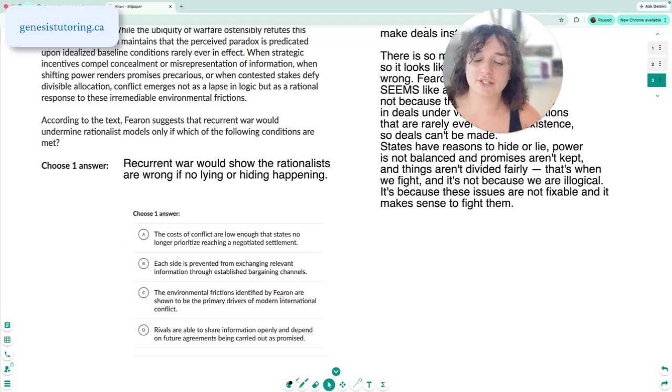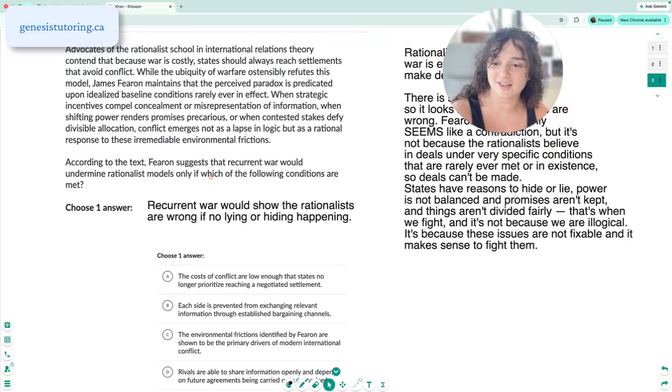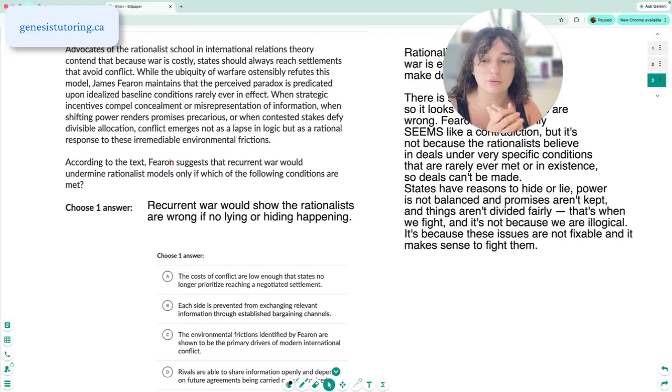The environmental frictions identified by Fearon are shown to be the primary drivers of modern international conflict. So that's maybe true of the text, that the environmental frictions, like lying and hiding, are the reason that we fight. Yeah, that's true. But again, think about what the question is asking. They're saying, what would need to happen for the rationalists to be wrong? The rationalists believe that if you can settle, then you should. If you can settle, then you definitely should settle. So what would prove them wrong? That we could settle and we didn't.